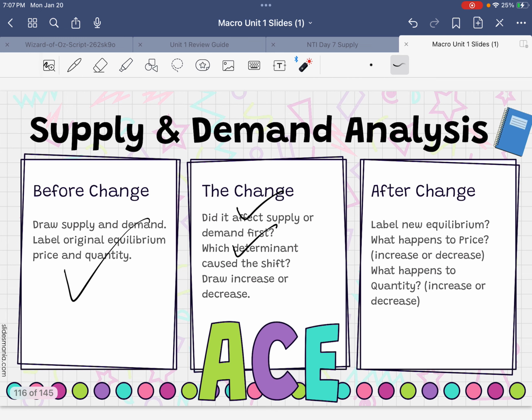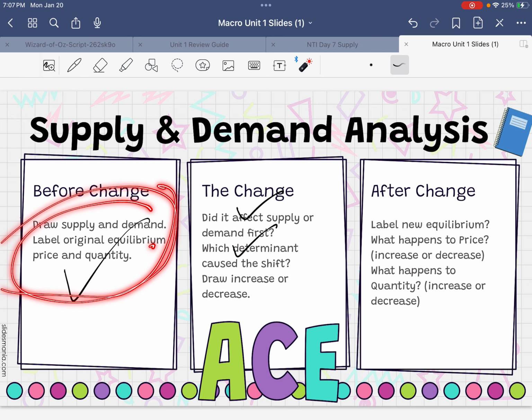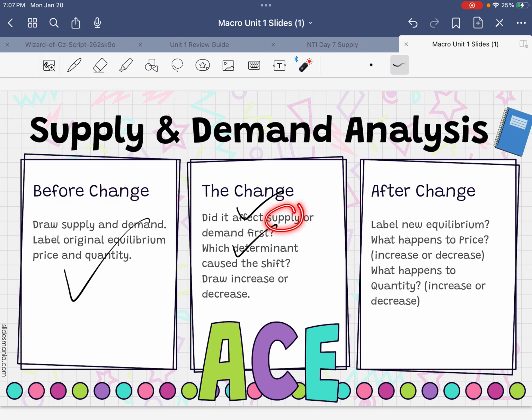So let's go through my little checklist again to make sure we've done everything. Before we started the problem, we drew supply and demand and labeled original equilibrium price and quantity. Then we decided, does the question affect supply, the people producing, or demand, the people buying? If we determine it's demand, then we'll go look at the tribe and figure out which tribe reason. If we think it's supply, then we'll go look at the thing and figure out which thing reason.